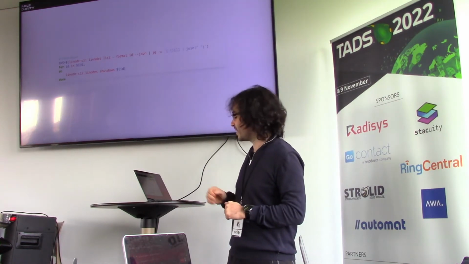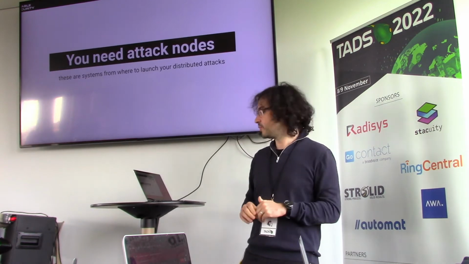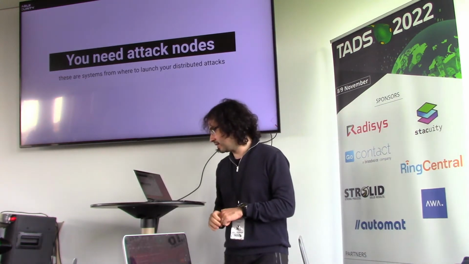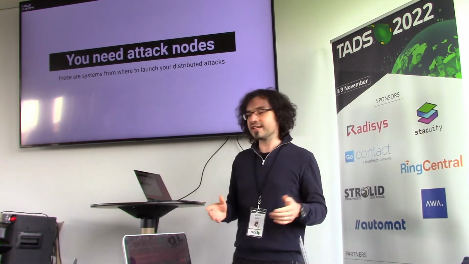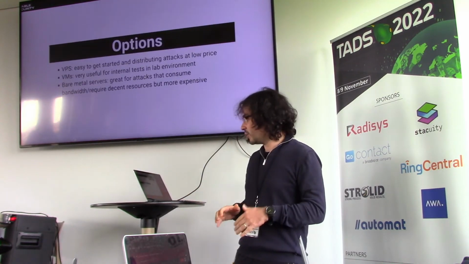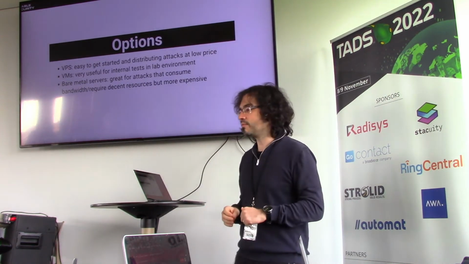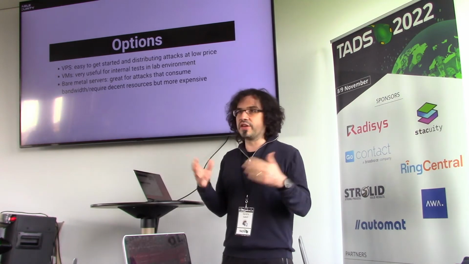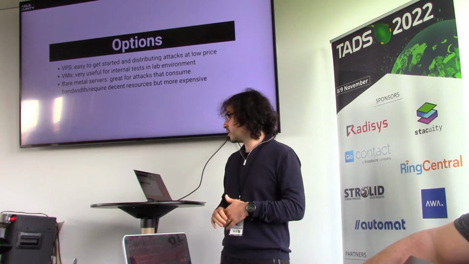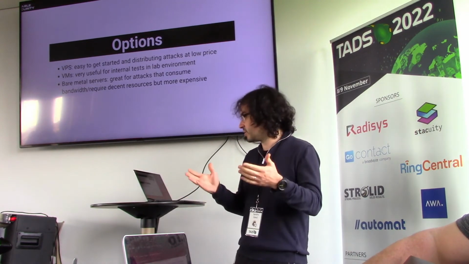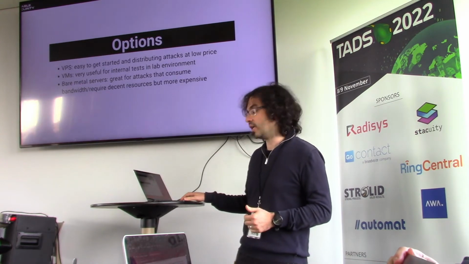Linode shutdown command, for example. Anyway, so you need attack nodes now. That's the third thing. The other thing that you need, these are the systems from where to launch your attacks. And you have different options. VPS, it's easy to get and relatively cheap. Virtual machines, ideal for internal tests. Bare metal servers, this is our favorite for better resources.